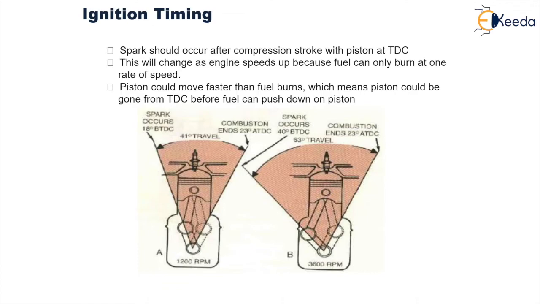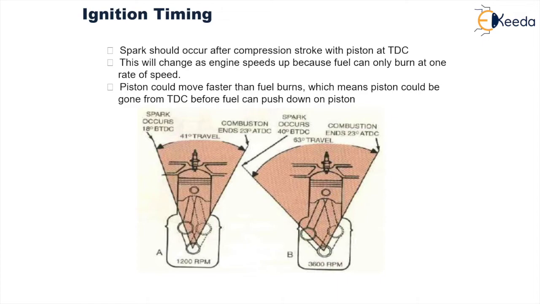And the same thing is more enhanced in the second case, where the spark occurs 40 degrees before top dead center. It has 63 degrees of crankshaft angle of rotation travel, and the combustion will again end at 23 degrees after top dead center. Now these two examples reinstate what we have discussed: as the engine speed increases from 1200 to 3600 rpm, the spark advance needs to be increased. In the first case, it has to be at 18 degrees before TDC, and as the engine speed increased, it was taken to around 40 degrees before TDC.